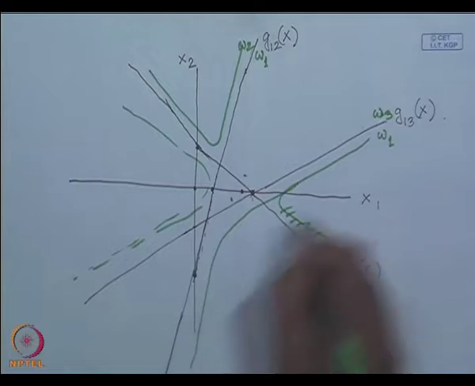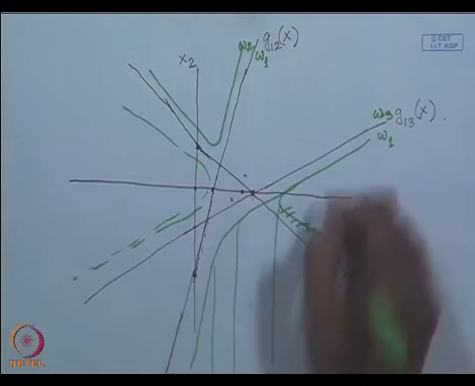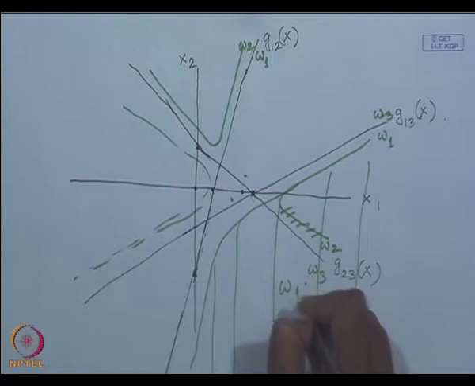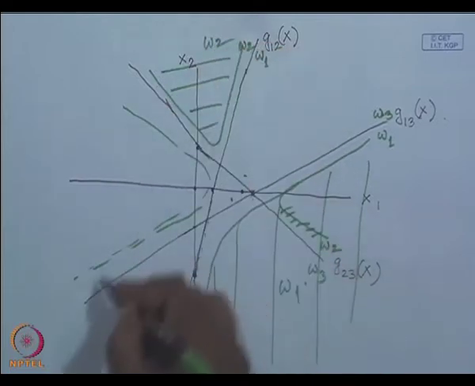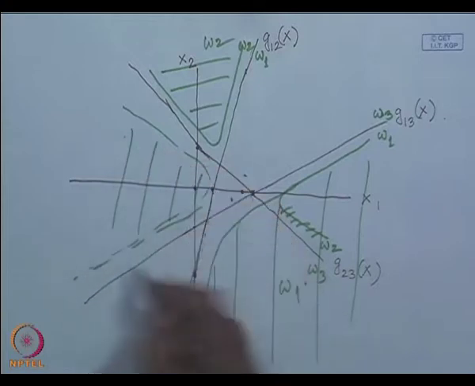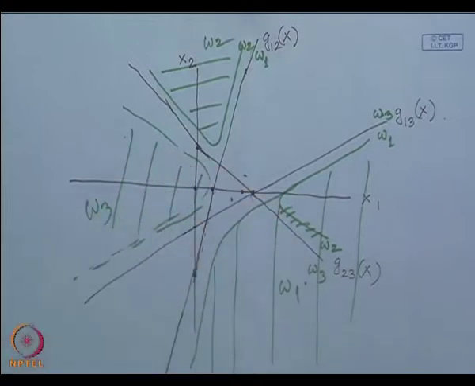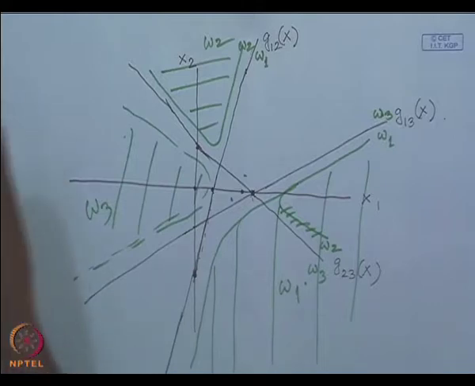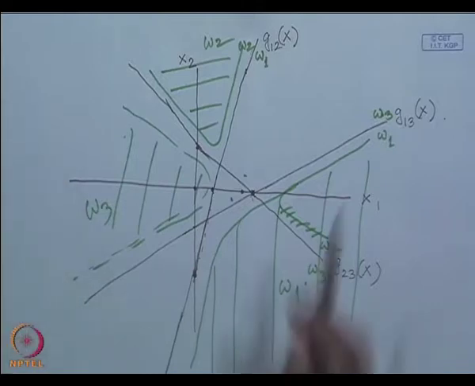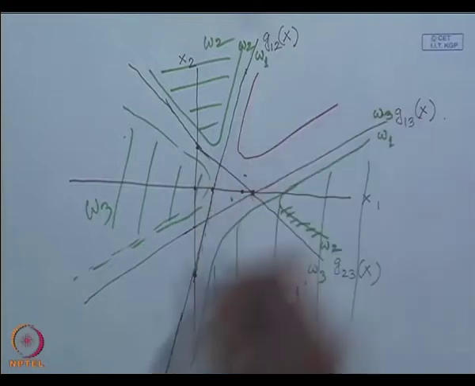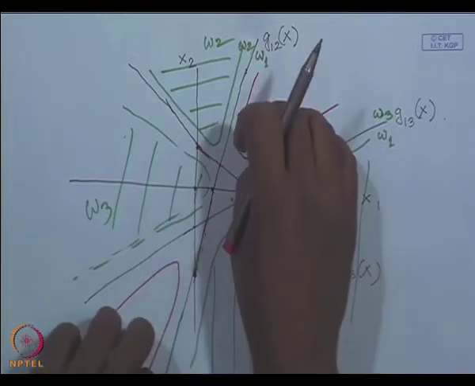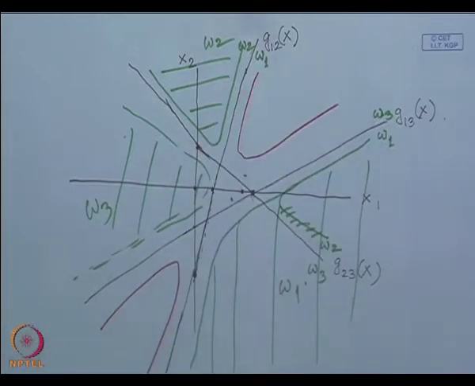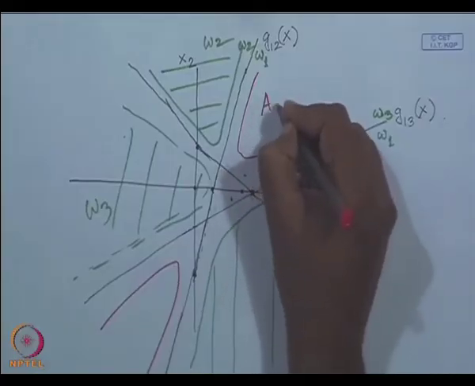So, I have this region allotted to omega 1, I have this region allotted to omega 2, and I have this region allotted to omega 3. And as I do that, you find that there is a region over here and there is a region over here. These two regions cannot be allotted to any of the classes. So, I have some empty region, or these are called ambiguous regions.